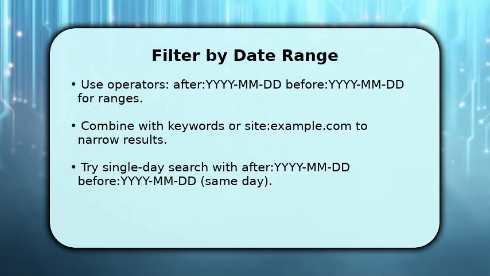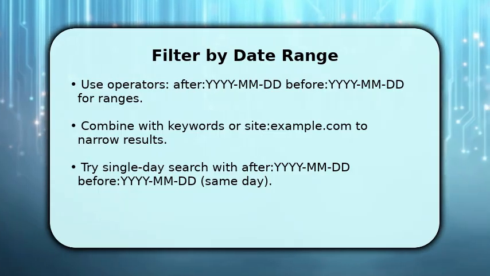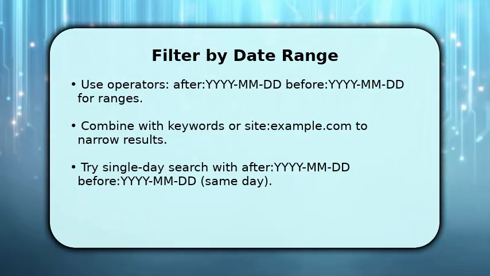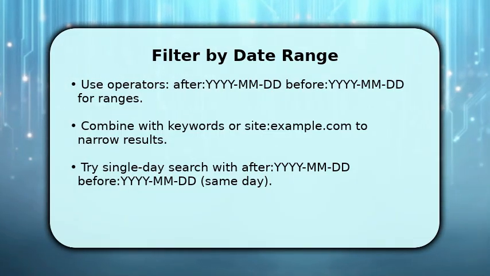Make sure your dates use 4-digit years and hyphens. Chrome requires the yyyy-mm-dd format. If results look sparse, expand the range slightly and search.